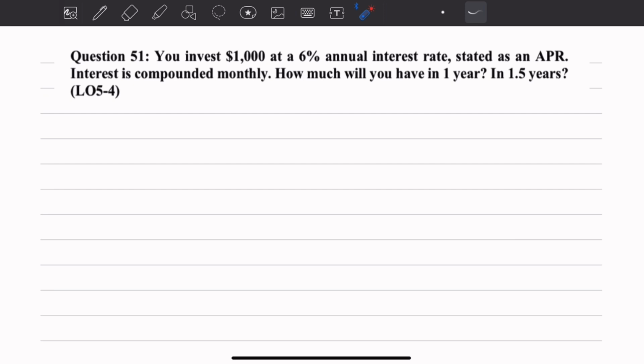All right, so this is a simple problem, but you need to remember how to handle a question that has a compounding frequency that is higher than once every year. For that, first we're going to record our inputs or data given in the question. The present value here equals $1,000. R is stated as 6%.